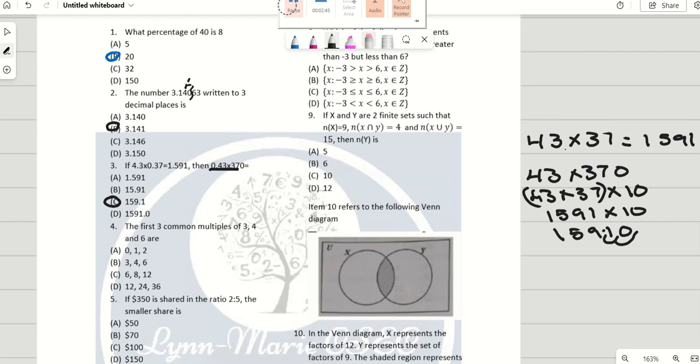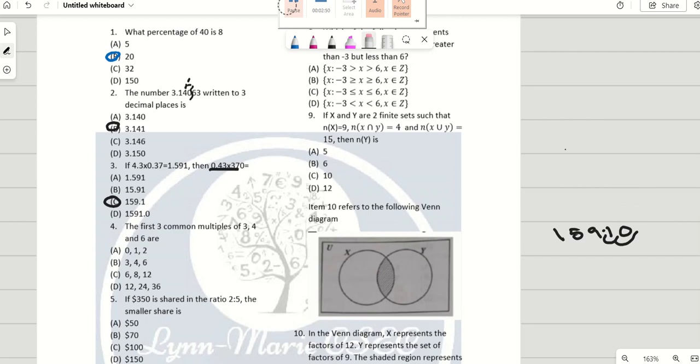Number 4. Let me just erase this. Right, number 4, the first 3 common multiples of 3, 4, and 6 are. So you have to look and make sure each one of these multiples can go into all these digits. The only one that 3 could go into all of these is D. So the answer is 12, 24, and 36.